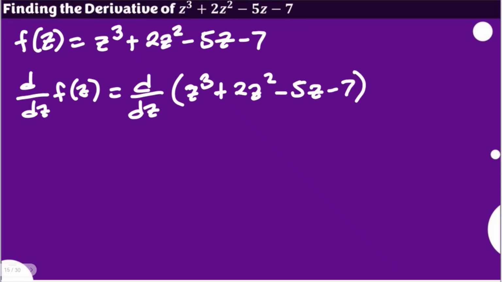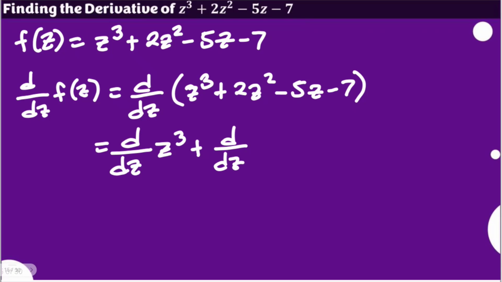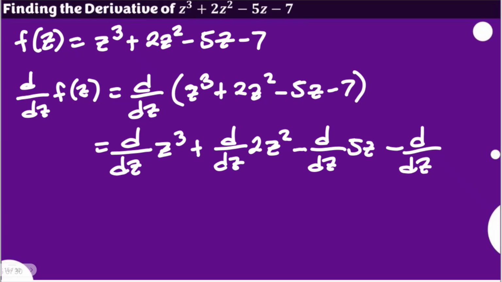There are rules that we need to follow here, especially for the sum and difference of functions, where we can just simply distribute that d over dz: d over dz with respect to z for z cubed, plus d over dz for 2z squared, minus d over dz for 5z, and minus d over dz of our constant function 7.